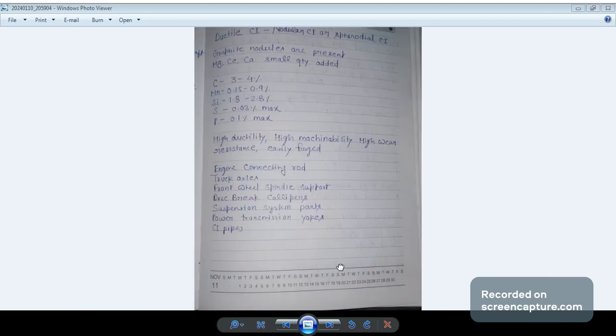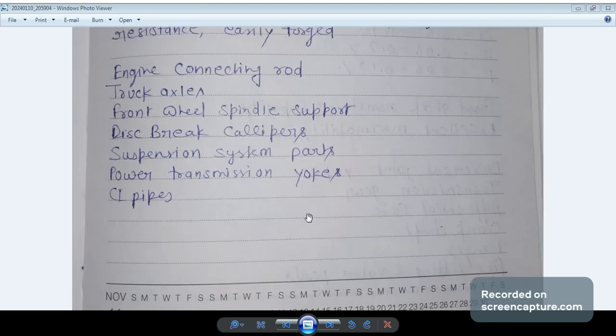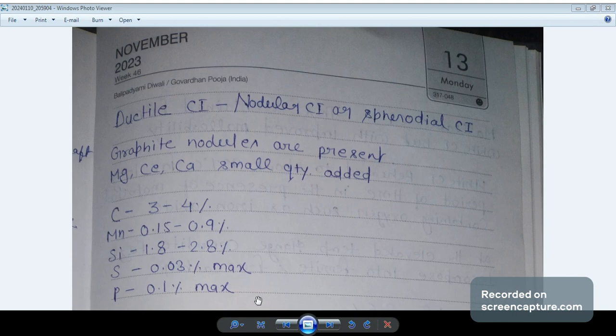Third is ductile cast iron. This is basically known as nodular cast iron. In this, graphite nodules are present. Some small quantities of magnesium and calcium are also added.